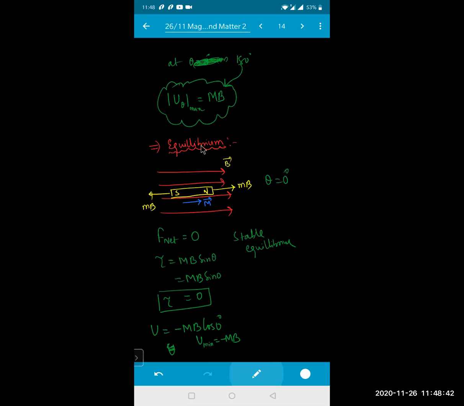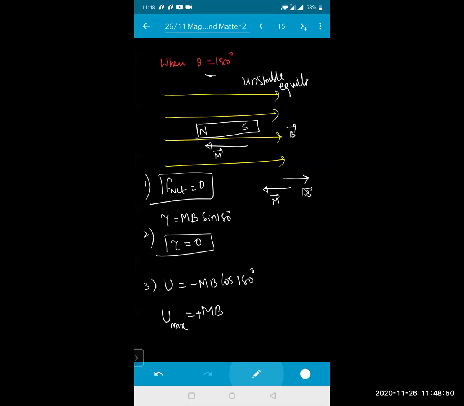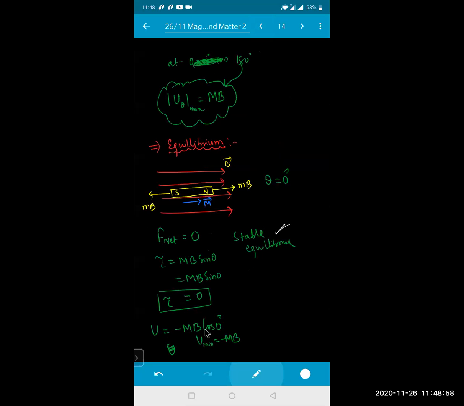Now let us talk about the equilibrium positions. If the magnetic moment and the magnetic field are in the same direction, that will be stable equilibrium. And if the magnetic moment and the magnetic field are in opposite directions, that will be an unstable equilibrium. In unstable equilibrium, the potential energy is maximum, and in stable equilibrium, the potential energy is minimum. Is it clear for everyone?